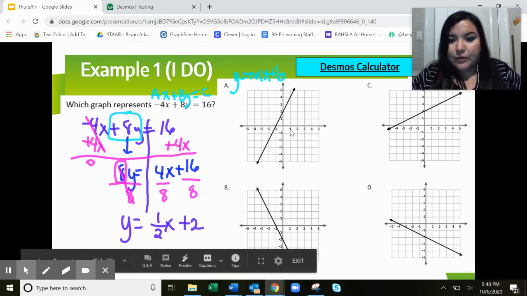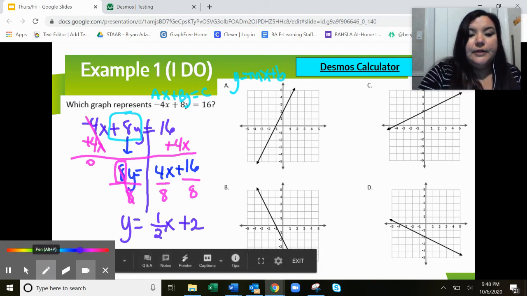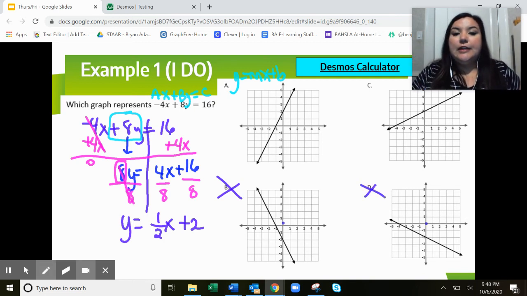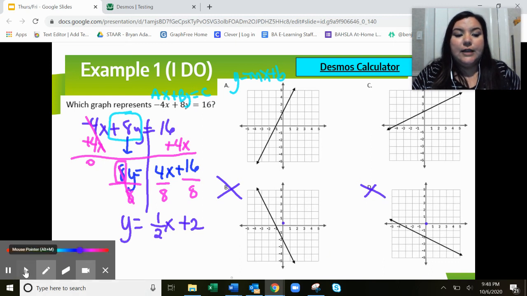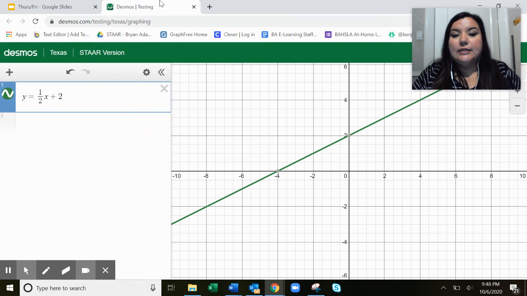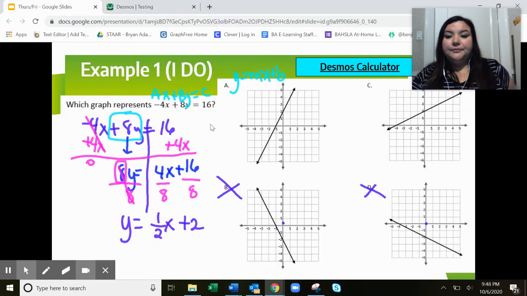It looks like the only two that are above the origin are A and C. B and D are right below 0, 0. So that cannot be B or D. So now let's match up one final time to see if it matches more like A or more like C. So this one is a little bit less steep. So it looks like our answer here is C.